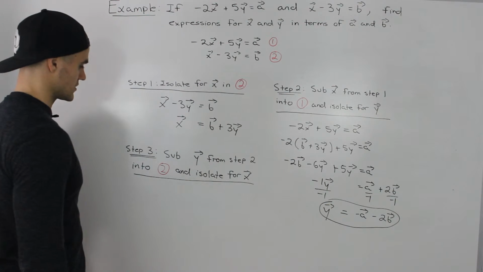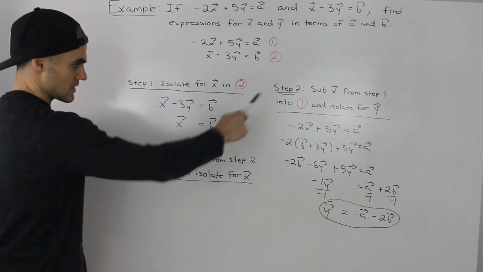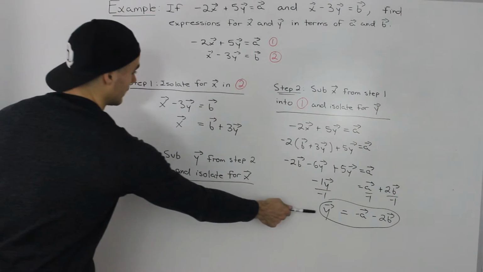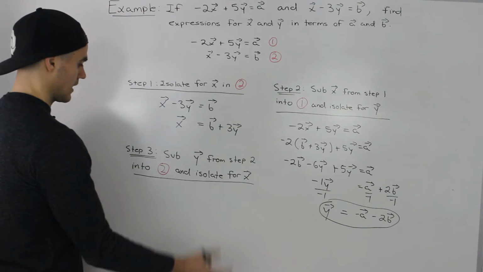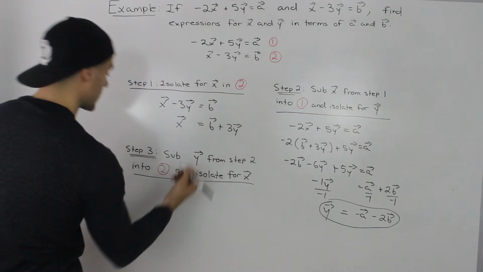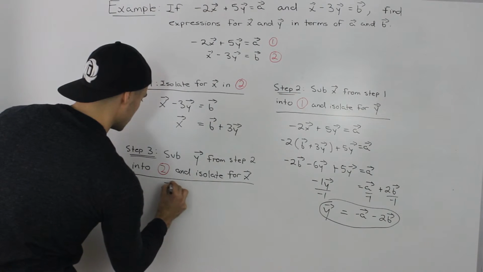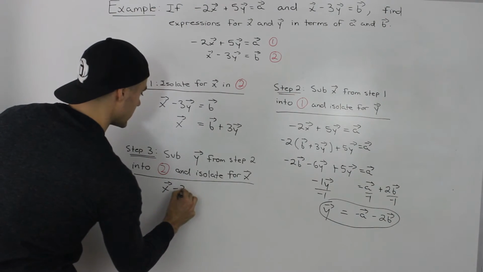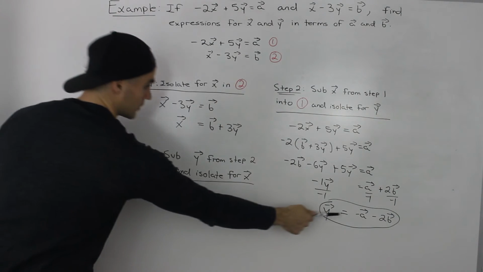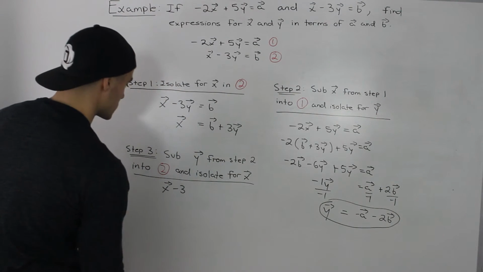Now our third and final step I'm going to do here because I was running out of room over there. So I'm going to take the y that we found in step 2 and I'm going to sub that into expression 2 and then isolate for x. So let's rewrite expression 2. Actually, let's just sub in for y right away. For this y, I'm going to sub in negative A minus 2b.